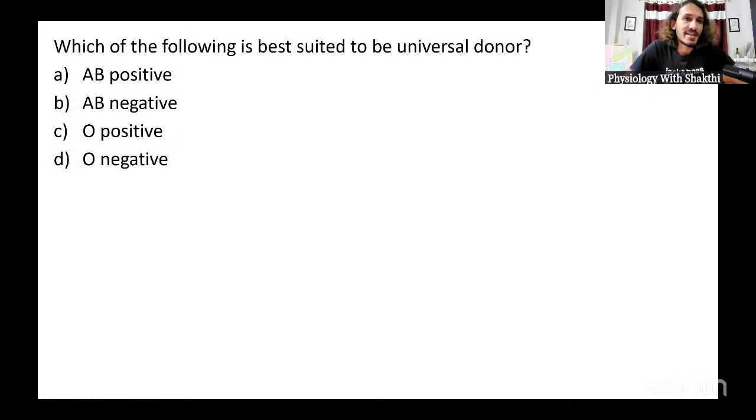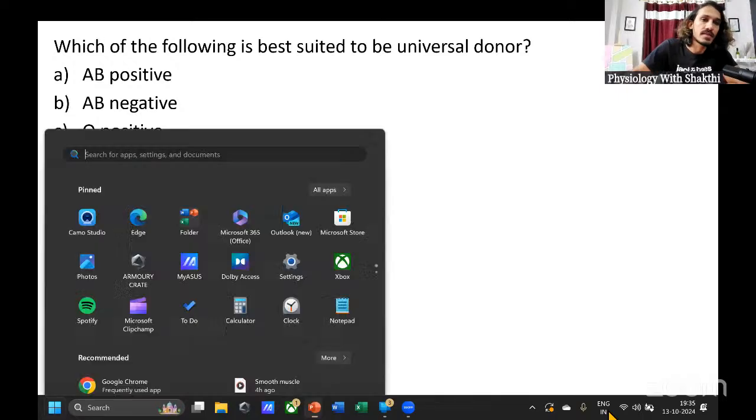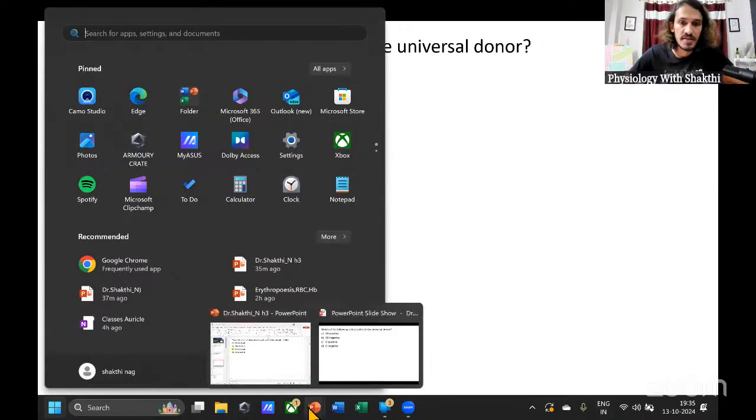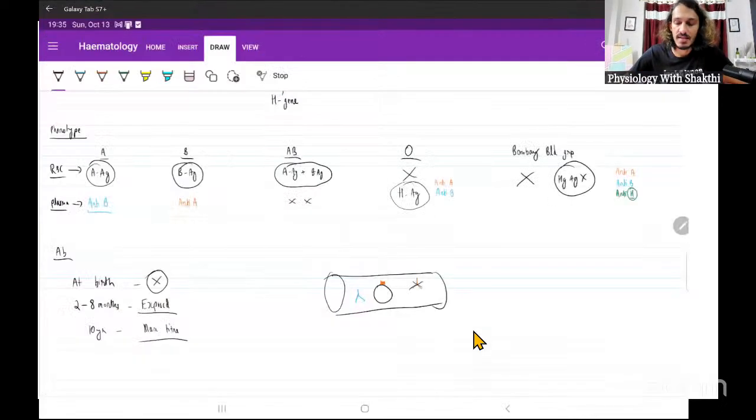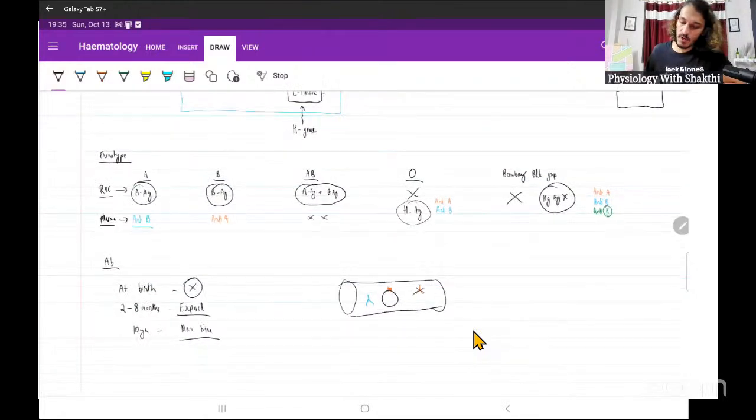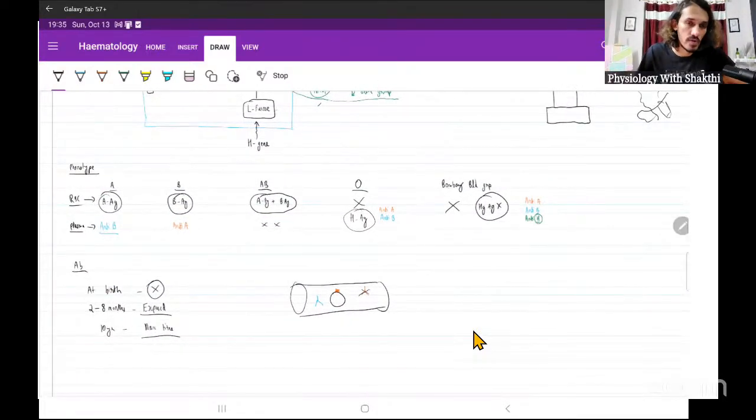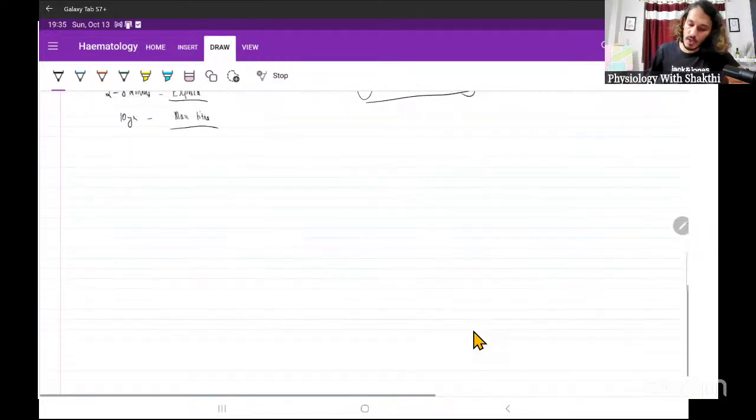So to understand this concept, which of the following is best suited to be a universal donor? To understand this concept of your donors, you need to understand basics of how this law can be put into use. For that, you have to understand two terminologies.